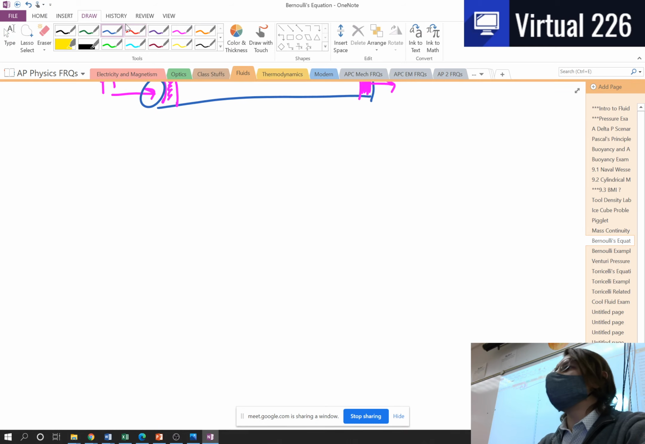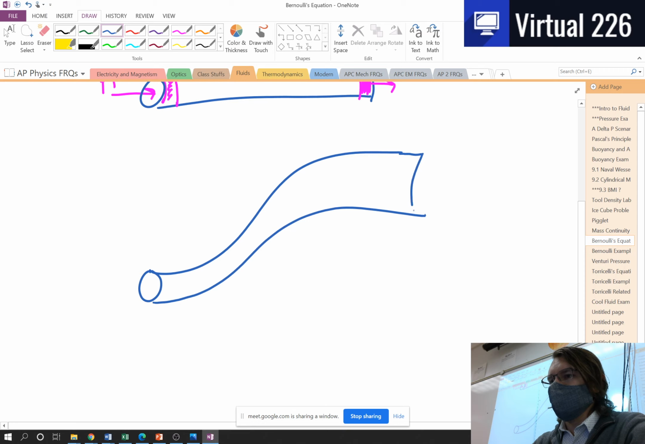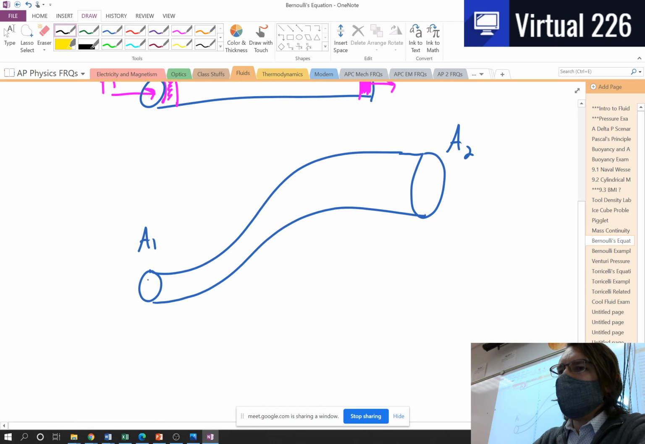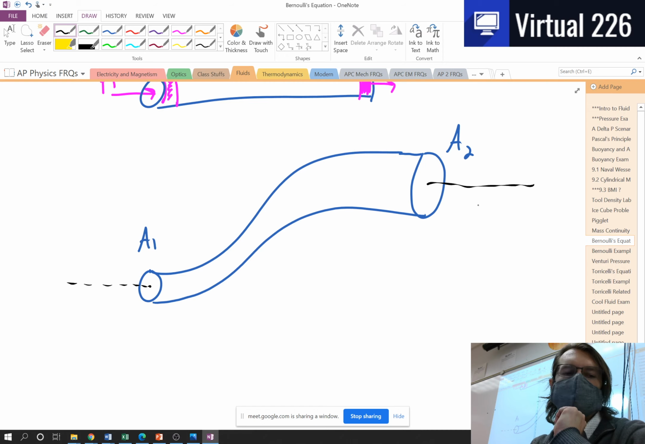Instead of just drawing a symmetrical hose, let's draw a system like this, where we have two different sized openings. We'll call this A1 and A2. And as measured from the centers, they're at different heights. Let's think about all of the different work that we could do now.